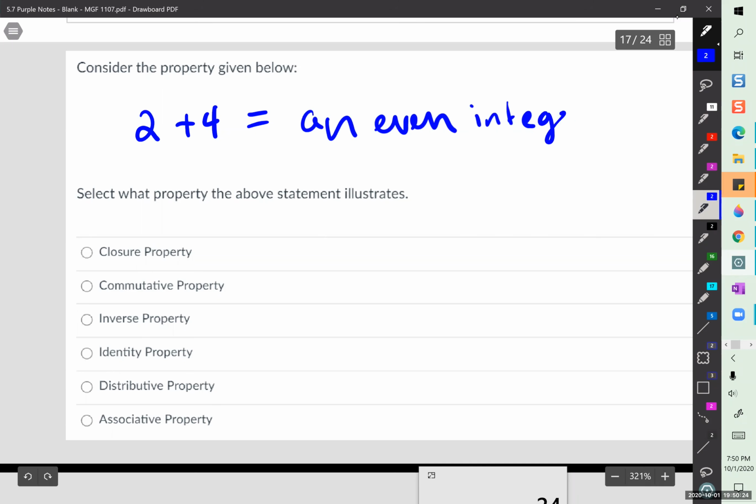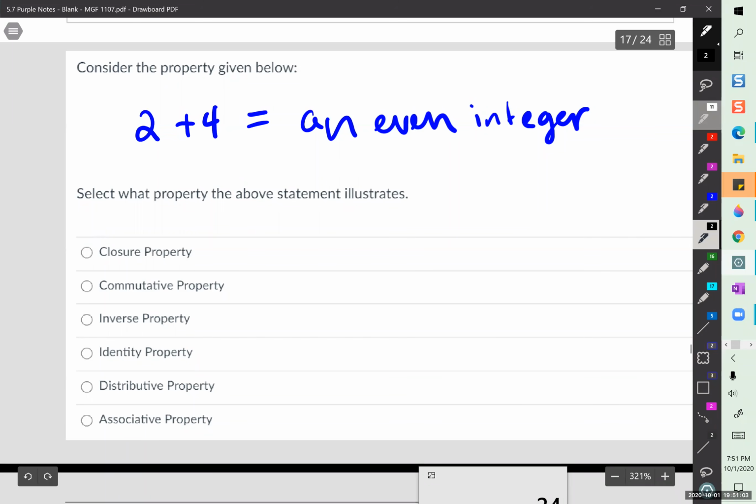Think about which property this tells us. 2 plus 4 equals an even integer. Correct, Kimberly. How can we describe 2 and 4? They are also even integers, right? So this is saying like even integer plus even integer stays an even integer. That's the idea of closure. You have something, you do something to it and something else in the group, you stay in the group. So that would be our closure property.